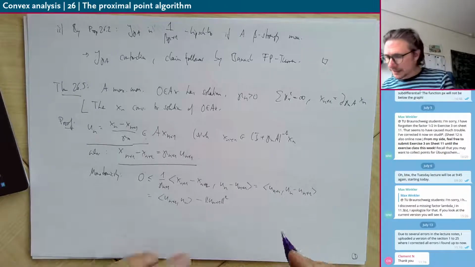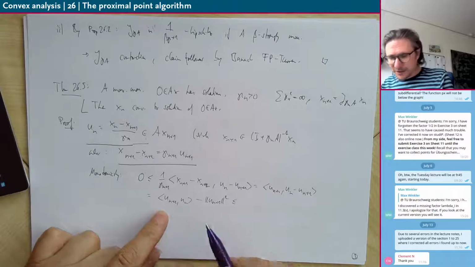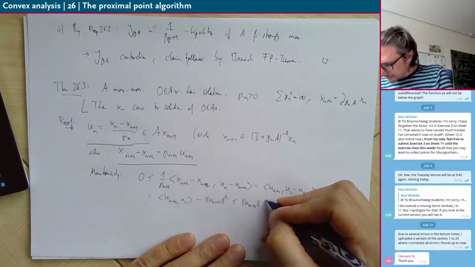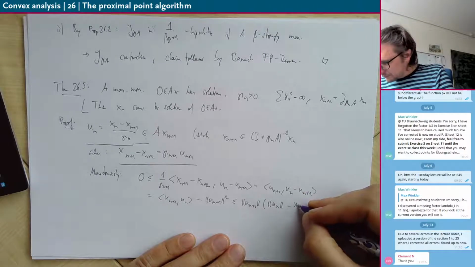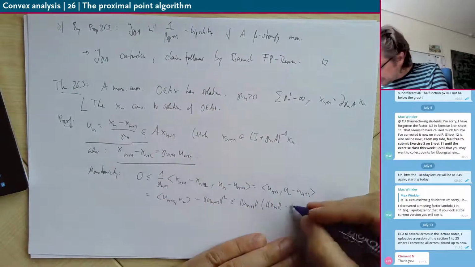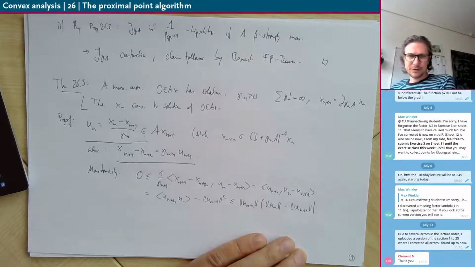Then again Cauchy-Schwarz on this inner product gives us another norm of u_{n+1}, and lets us pull it out, and here we have the norm of u_n minus the norm of u_{n+1}.